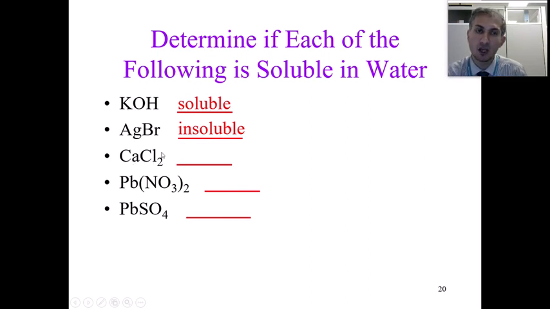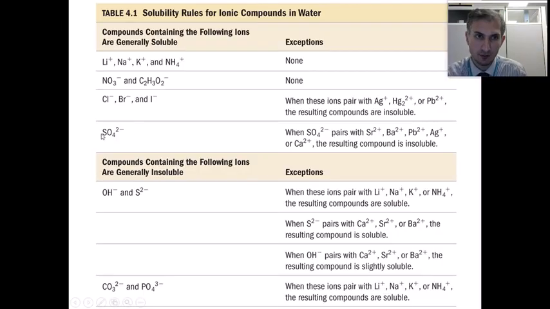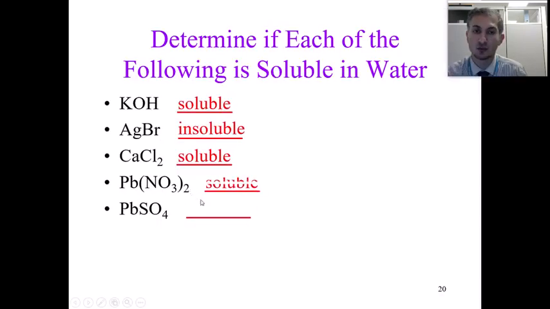For this one, halogens with calcium, I don't have silver, mercury, or lead. So this is soluble. I talked about the nitrate already. We have lead sulfate. Let me go back and see what the rule for sulfate was. Sulfates are generally soluble except when sulfate pairs with one of these elements: silver, lead, barium, calcium, strontium. So the resulting compound is insoluble. So when we have Pb and sulfate, it should be insoluble.